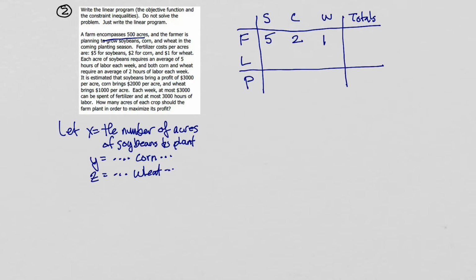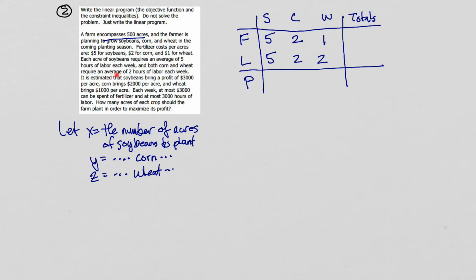And now, what do we know about labor hours? Okay, so here we go for labor hours. Each acre of soybean requires 5 labor hours per week. So it's a 5 here. And both corn and wheat require 2. All right, so it's a 2 here and a 2 here.